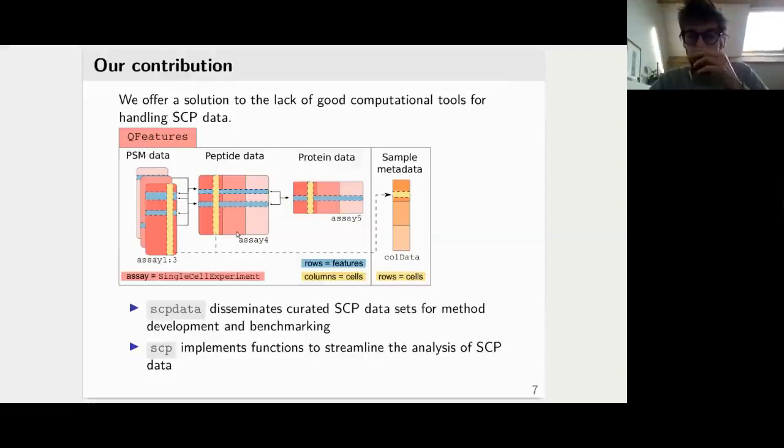The idea is we use particular classes in R. What I will show are Bioconductor classes. We combine QFeatures, which is ideal for analyzing mass spectrometry data, with SingleCellExperiment objects, which are an interface to single cell methods, for the moment mainly transcriptomic methods, but that can be applied to single cell proteomics. Based on this framework, we developed two packages. scpdata is a package that disseminates the currently published single cell proteomics datasets. But then we also have SCP, which allows streamlined analysis and already performs single cell proteomics data analysis.